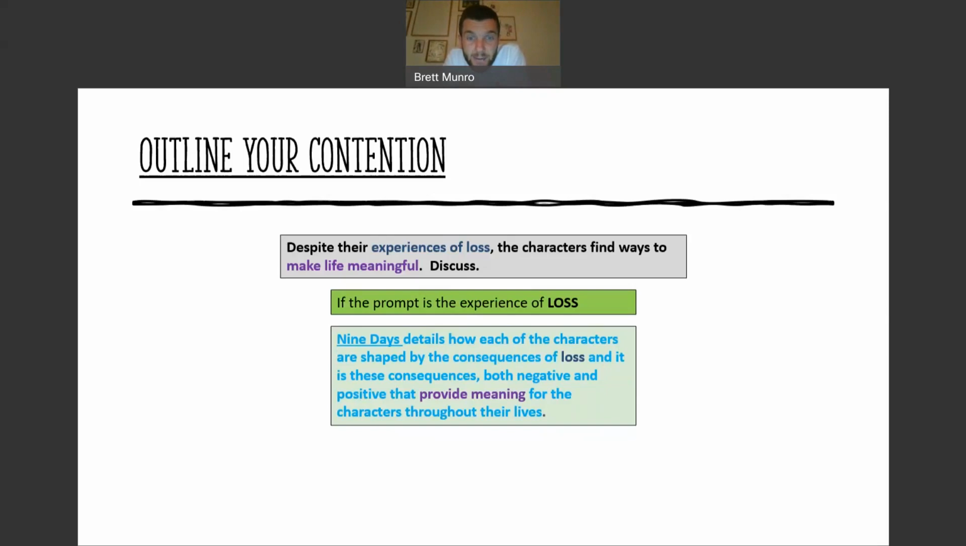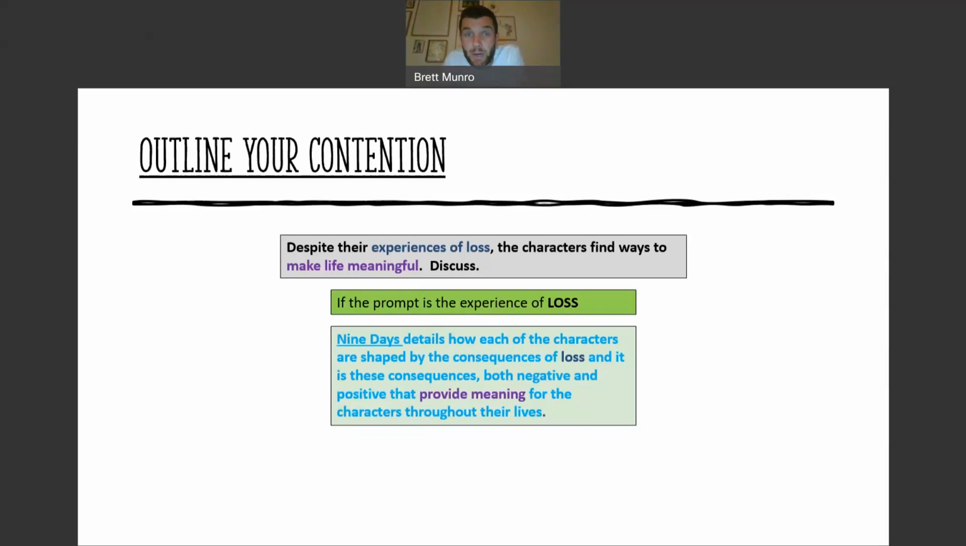9 Days details how each of the characters are shaped by the consequences of loss. And it is these consequences, both negative and positive, that provides meaning for the characters throughout their lives. So this is just saying that it is loss and the consequences of loss, whether they're negative or positive, that provide meaning for the characters throughout their lives.